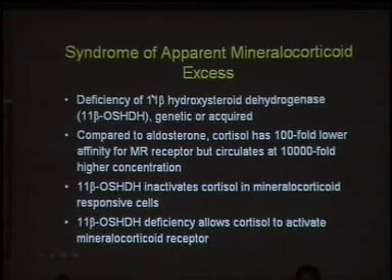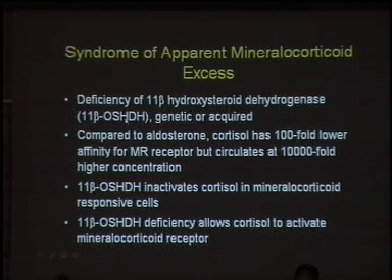The syndrome on the list earlier caused hyperaldosteronism. This is an interesting syndrome. Syndrome of apparent mineralocorticoid excess, a deficiency of the enzyme 11-beta-hydroxysteroid dehydrogenase, either acquired or genetic.